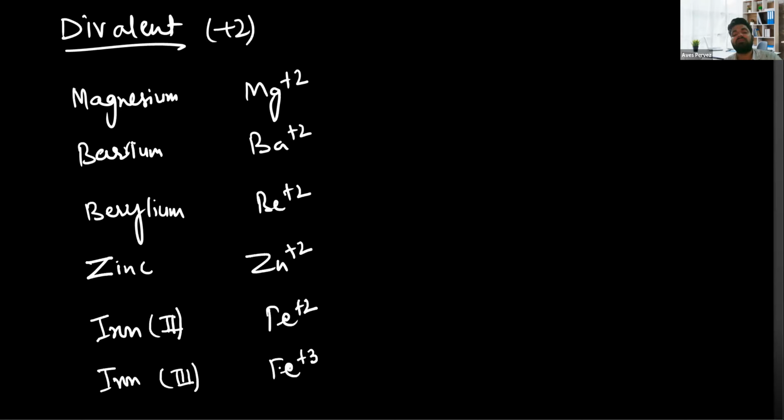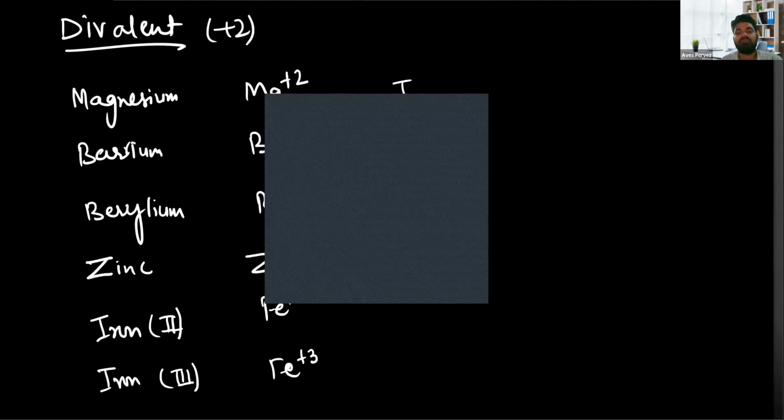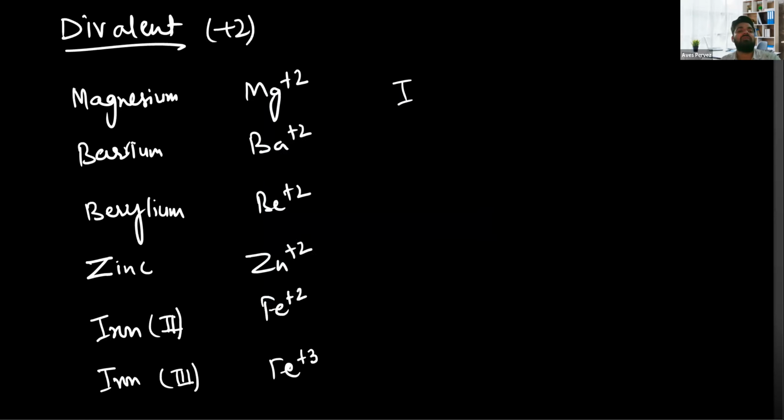The symbol of iron is Fe. Why do we not use the IR symbol? Why do we call it Fe? Because its original name is ferrum. So that's why it is used as Fe. Understood? Okay.